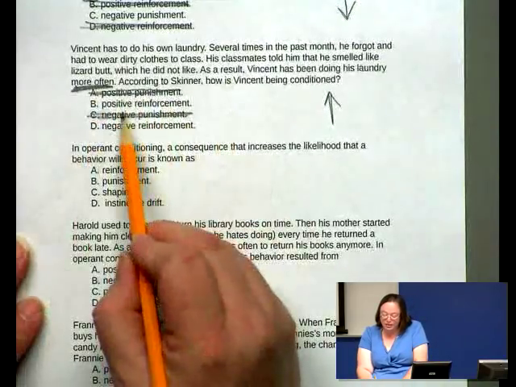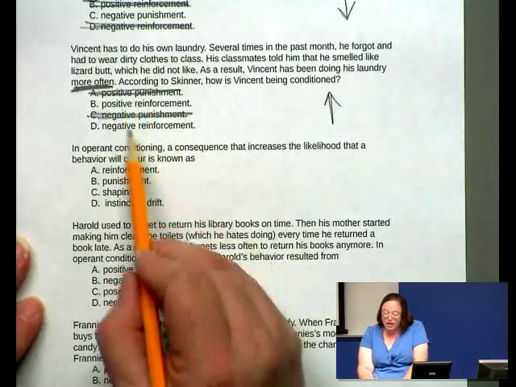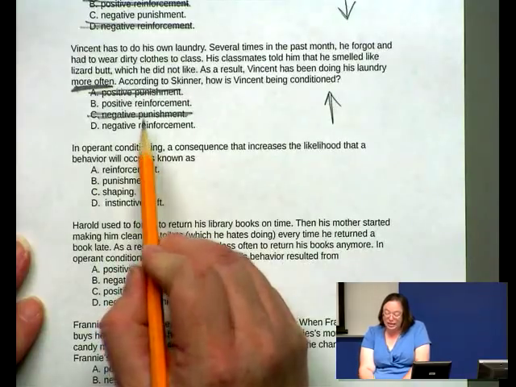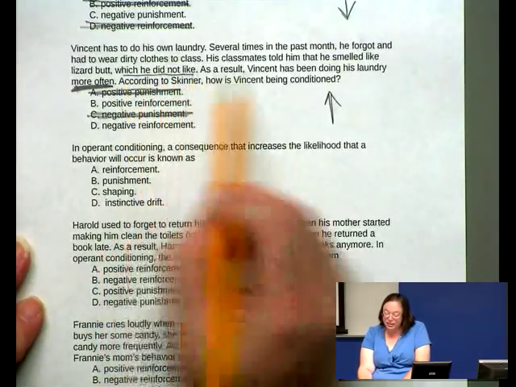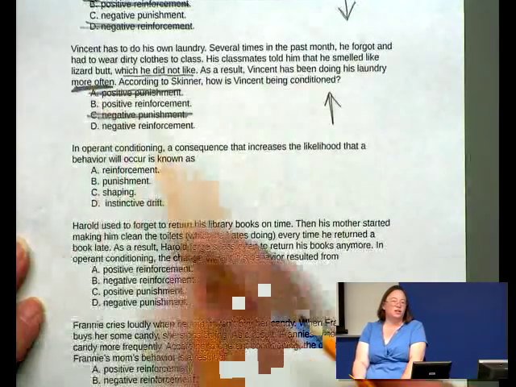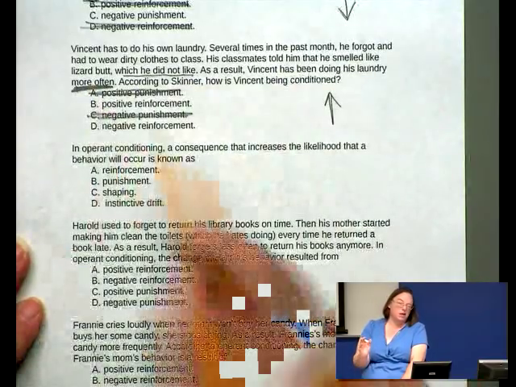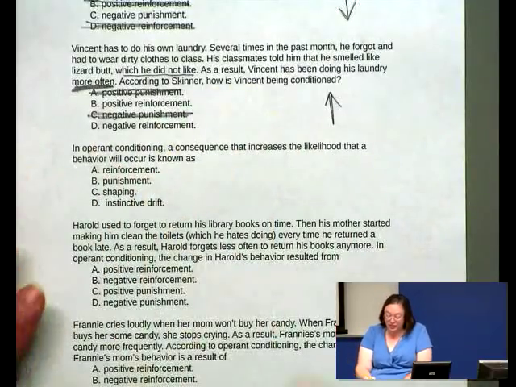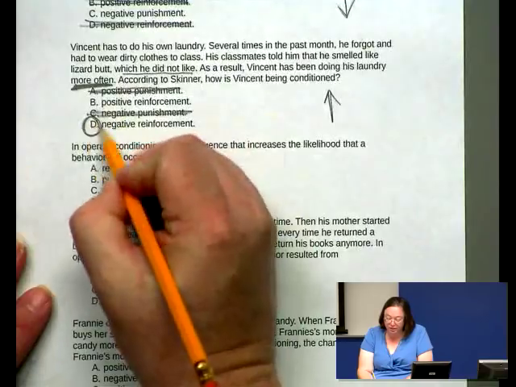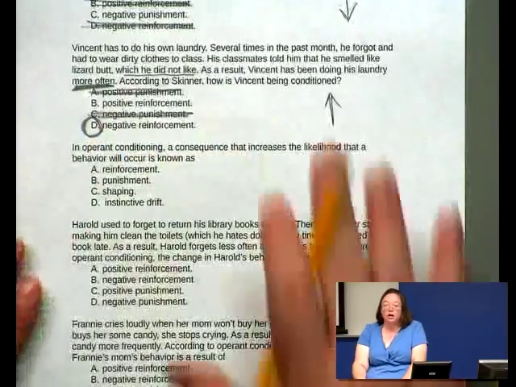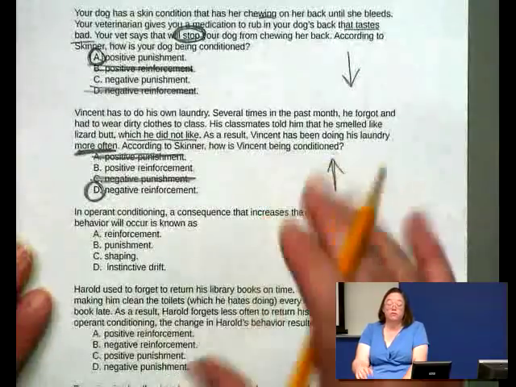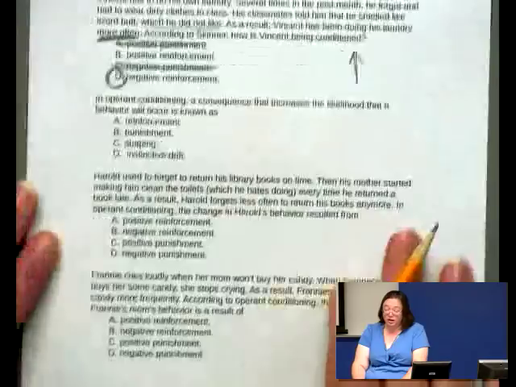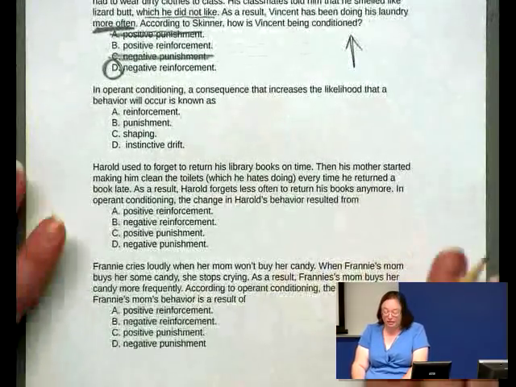All right, now the trick is: positive reinforcement, is he getting something pleasant? Negative reinforcement, is he getting out of something unpleasant? Now, what didn't he like? He didn't like that his friends were calling him names, being called lizard butt, not my idea of fun. So since he's getting out of that, getting away from something he doesn't like, that has to be a negative reinforcement. Remember, the key is focus on the behaviors, only on the behaviors given. Then you'll be able to figure out if it's a reinforcement or a punishment, and then what kind.